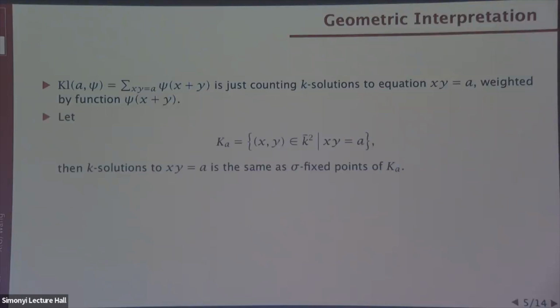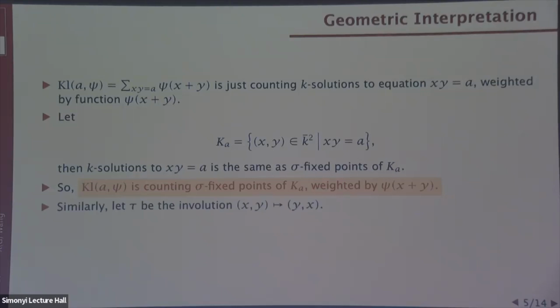If you define this X_A to be the variety cut out in the two-dimensional plane by xy equals A, then the K-solutions to this equation are the same as the Frobenius, or Galois, fixed points of this variety. So to summarize, the Kloosterman sum is counting the Galois fixed points of a certain variety defined by A, weighted by the function psi of x plus y.